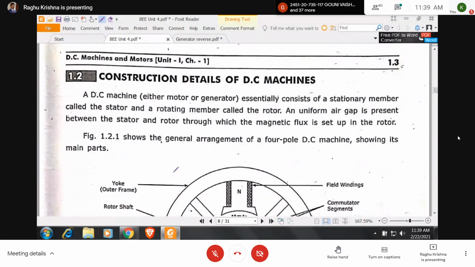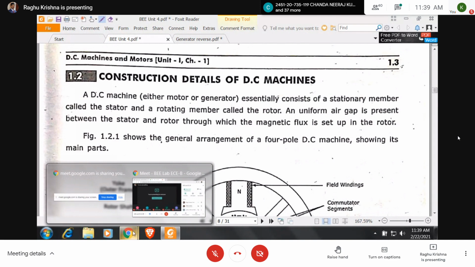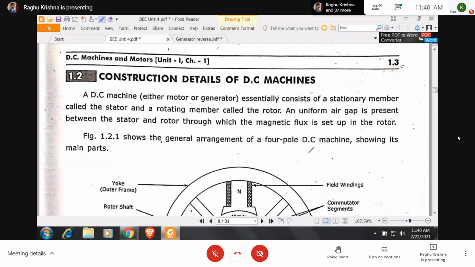So let us go to the construction details of DC machines. You can see here a DC machine. Either motor or generator, the construction will be the same. The same DC machine can be used as a motor or a generator depending upon the type of input. If you give electrical power input, the machine works as a motor. If you give mechanical power input, the machine works as a generator.